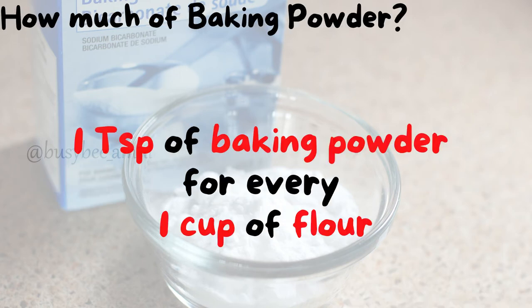So how much baking powder should we use? For every cup of flour, we can use 1 teaspoon of baking powder. So now we understand the difference, right?